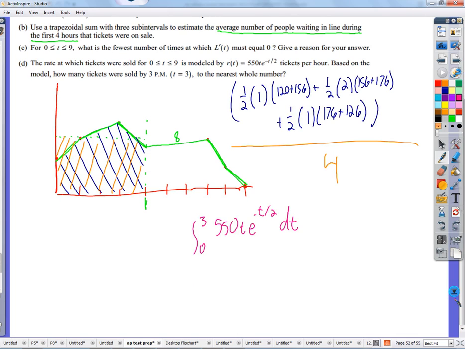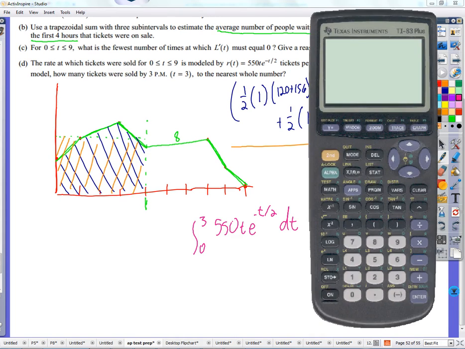So Callie, you want to? Yeah, can you do that? I will do that. First, you have to put the function in. Let's clear these functions out and put in the function 550x times e to the negative x over 2. Can we pause for a second?